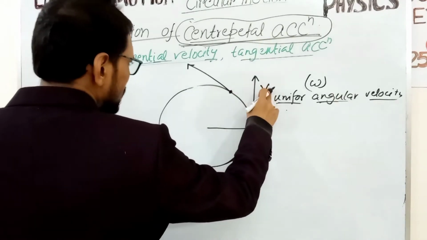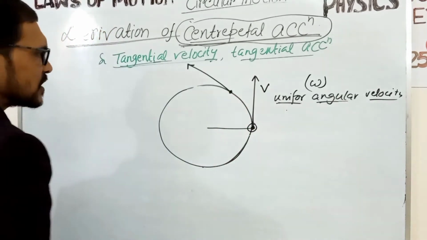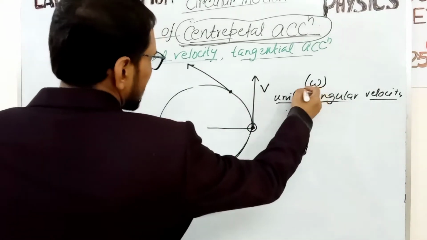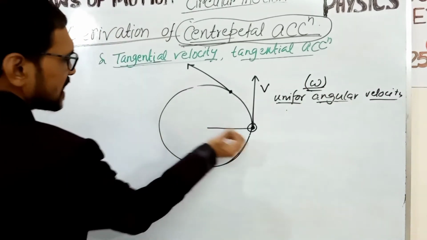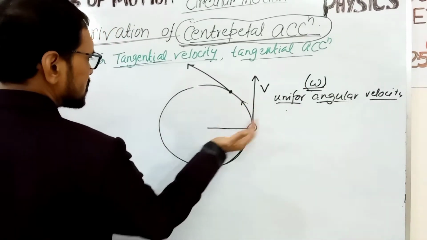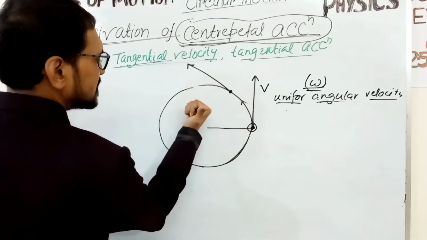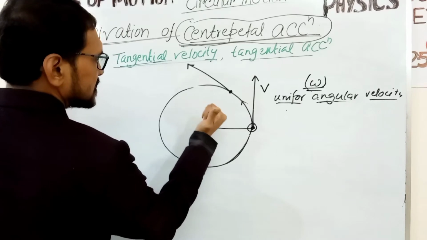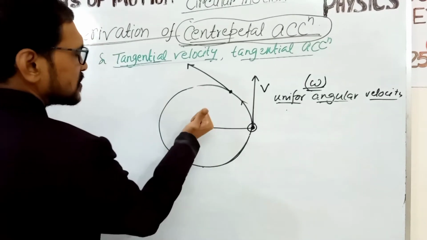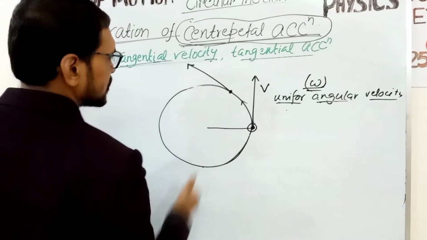So this is the direction of linear velocity, and angular velocity omega is also a vector quantity, it has a direction. The direction of omega is along the axial vector, that is, if the body rotates in a circular path this way, then if we curl the fingers along this direction, the thumb denotes the direction of angular velocity. So angular velocity is an axial vector and its direction is along this way.